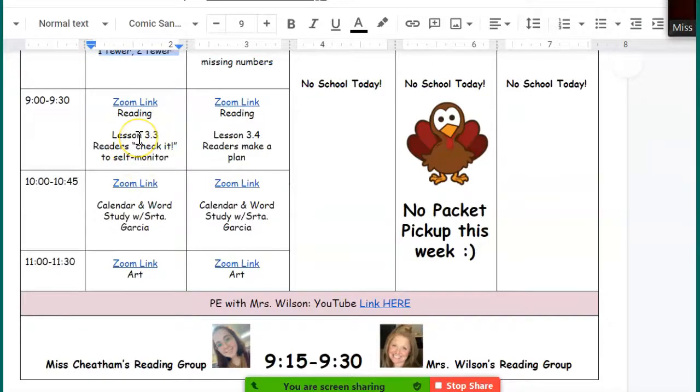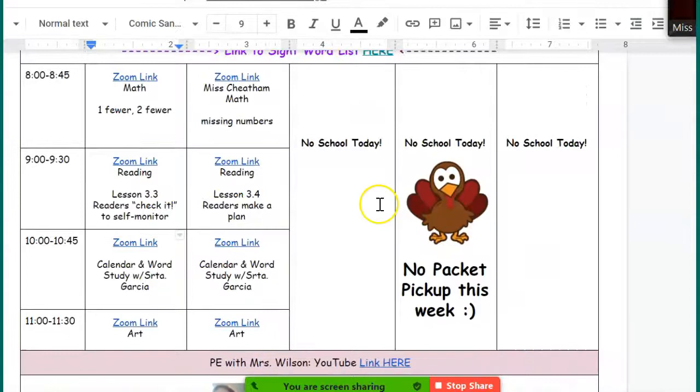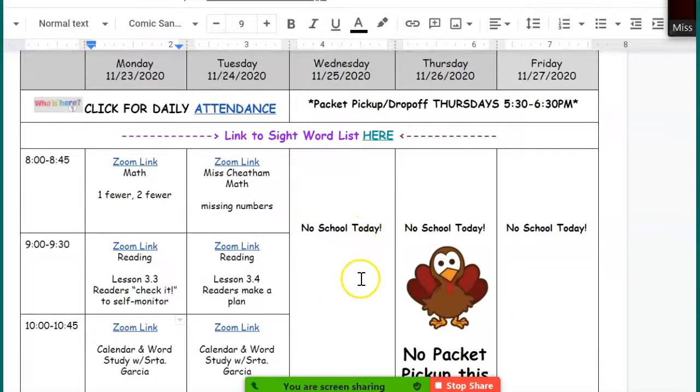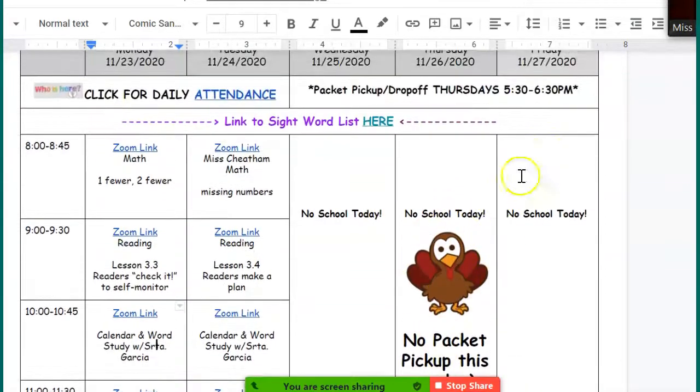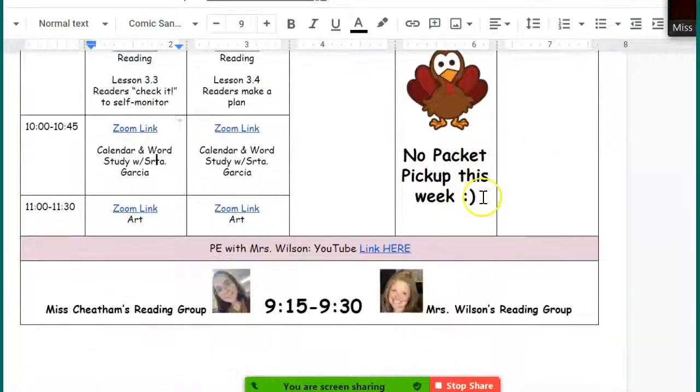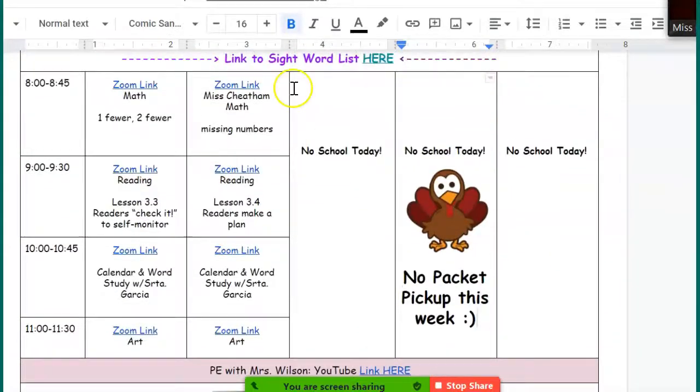Then you have reading with me. You will be going to your reading groups if you are with Miss Cheatham or Mrs. Wilson. You're going to make sure that you go to your reading group. Then we have calendar and word study, but you guys will have that with Senorita Garcia. And then we have art. So we don't have writing this week. I also want you guys to look over here. No school Wednesday, no school Thursday because it's Thanksgiving, that's why I put a turkey, and no school Friday. There's also no packet pickup this week, but there is a reading log in your packet that we sent home. So I want you to make sure that you guys are reading over your break.